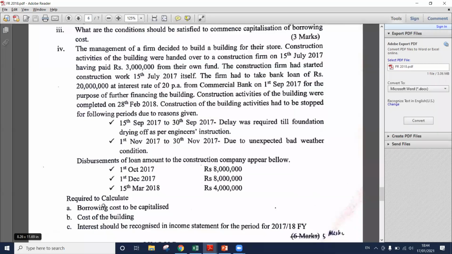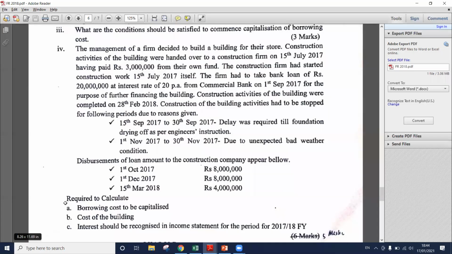Right. Then in part B, what do they ask? In part B, what do they ask? Cost of the building. Now, what is the cost of the building? As of 31st March 2018. What is the cost of the building as of that date? Right? What should be the amount?